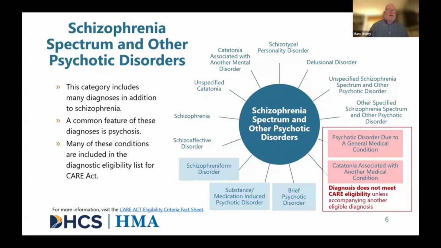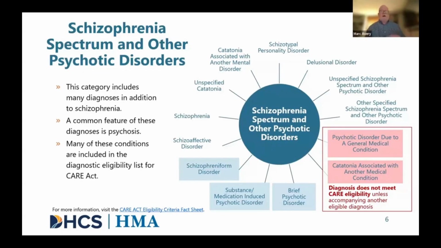As noted, all CARE Act eligible diagnoses are contained in the DSM-5 chapter on schizophrenia spectrum disorders. However, the reverse is not true. Not all of the diagnoses in the chapter are eligible for the CARE Act. The two that aren't eligible are psychotic disorder associated with a general medical condition or catatonia associated with a general medical condition. If those diagnoses are present, they must be accompanied by another eligible diagnosis to meet criteria for the CARE Act program.